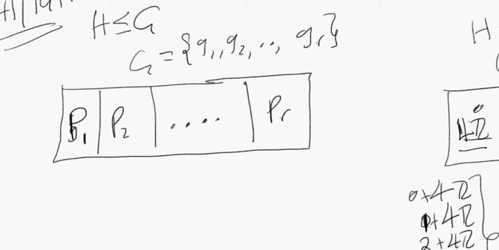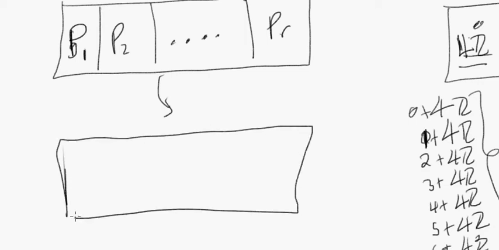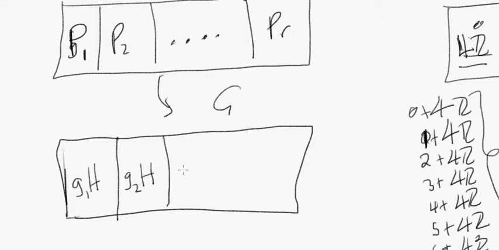So what we're really getting here is that we're partitioning G as follows. G is being partitioned into the first coset, which is P1, that's G1H, the left coset G1H. The second partition is G2H. The third partition is G3H. And we're doing this up until we get GRH. This is what we have right now.